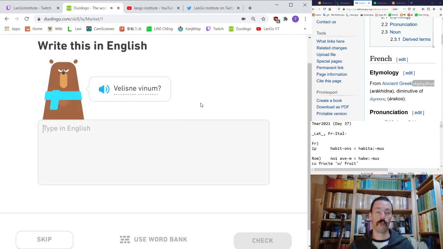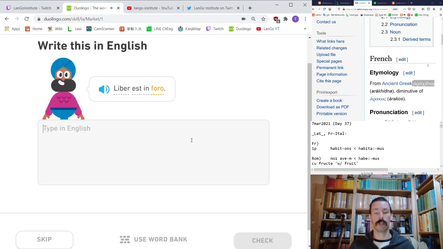Velisne vinum? Do you want wine? And this ne is not really part of the word. It just goes on probably the first word in a yes/no question sentence. And maybe it's always the verb that gets fronted there. Probably. So generally the verb will come last in that clause. But in a yes/no, you move the verb up to the front and then put this ne right with it, spelled as a single form.